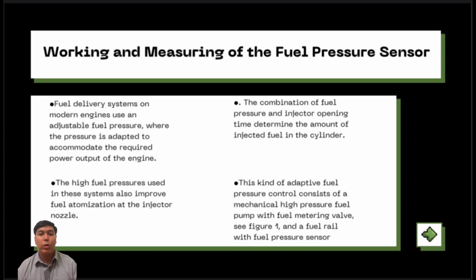Third one, this kind of adaptive fuel pressure control consists of a mechanical high pressure fuel pump with fuel metering valve. Lastly, the high pressure sensor used in the system also improves fuel atomization at the injector nozzle.